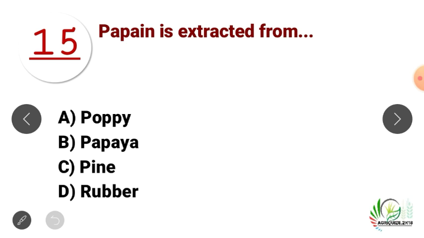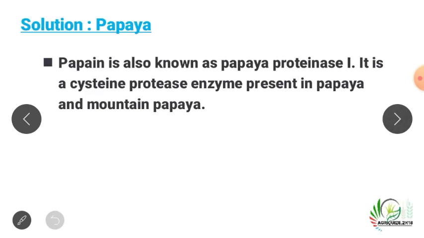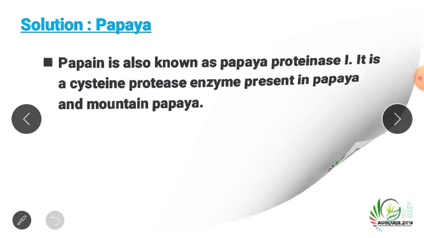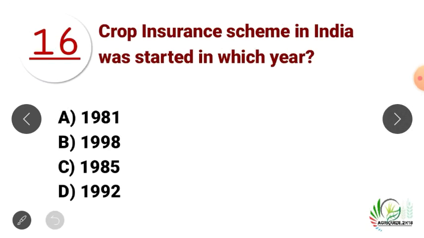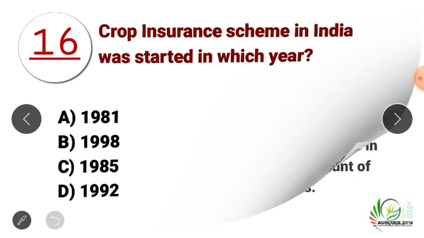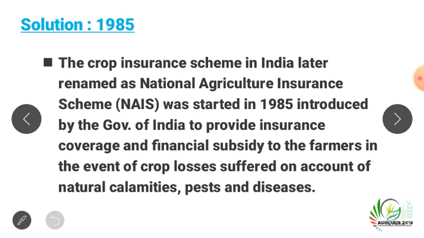Question 15. Pepsin is extracted from? Correct option is papaya. Pepsin is present in papaya and mountain papaya. Question 16. Crop insurance scheme in India was started in which year? The correct answer is 1985. The crop insurance scheme in India, later renamed as National Agriculture Insurance Scheme, was started in 1985, introduced by the Government of India to provide insurance.